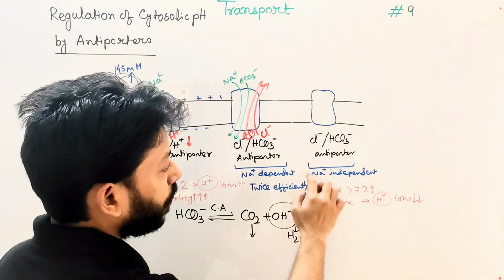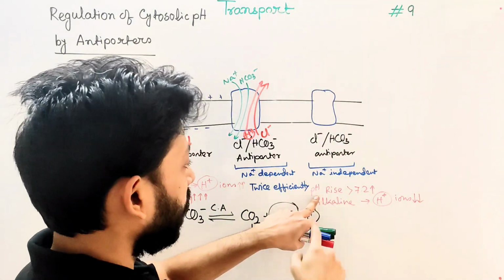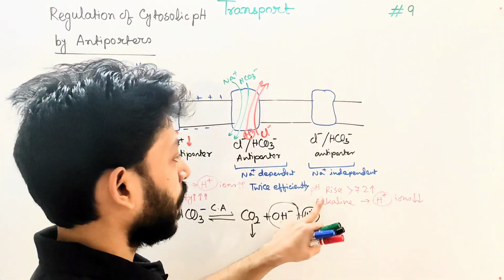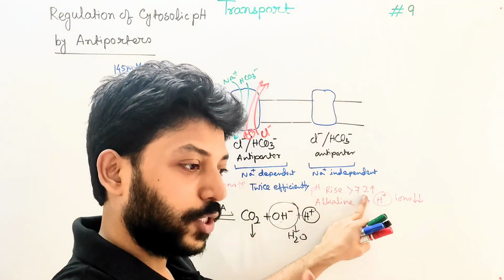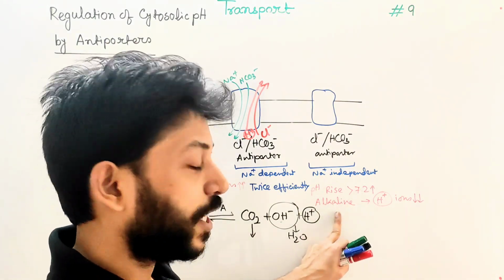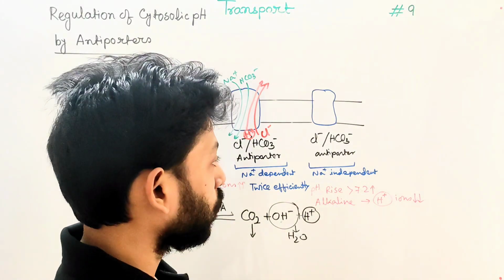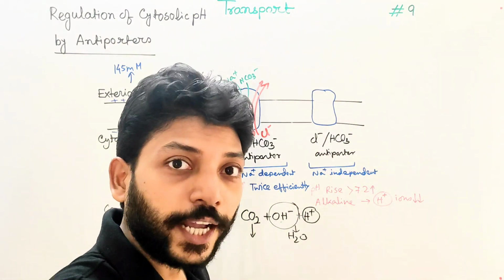Now, how does this chlorine and HCO3 antiporter work? As I have mentioned, this antiporter works in reverse of these two antiporters. Here, when the pH rises, that means it goes above 7.2 pH, it becomes alkaline. That means the hydrogen ions here are low. Now this antiporter will try to increase the hydrogen ions.